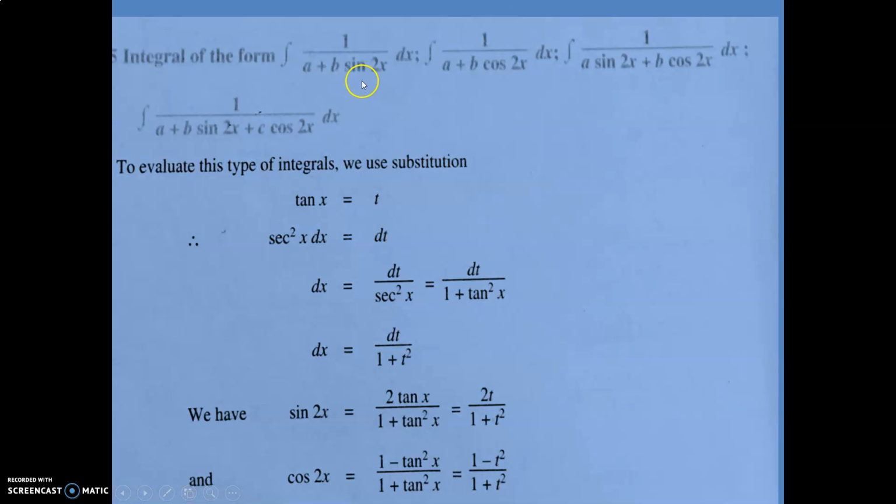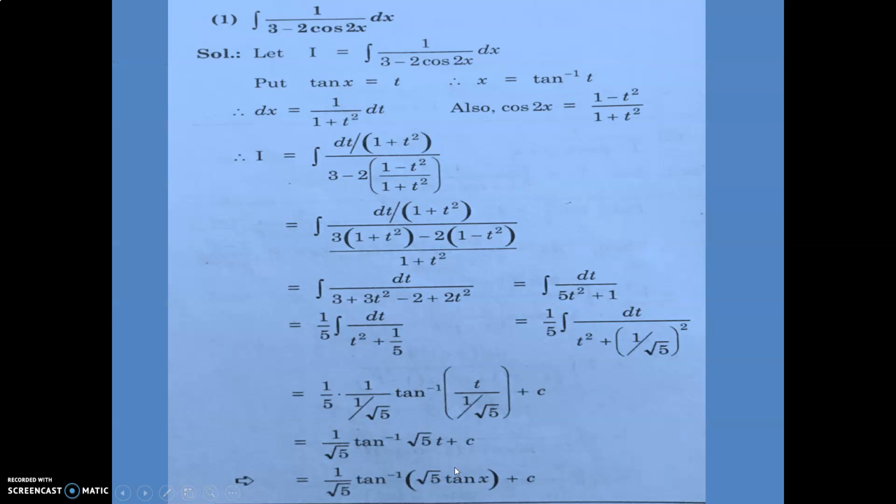Now the integration of the form 1 upon a plus b sin 2x, 1 upon a plus b cos 2x, 1 upon a sin 2x plus b cos 2x, and this. For all these terms, the substitution will be the same. T is equal to tan x and dx is equal to dt upon 1 plus t square. Sin 2x is 2t upon 1 plus t square. Cos 2x is 1 minus t square upon 1 plus t square.